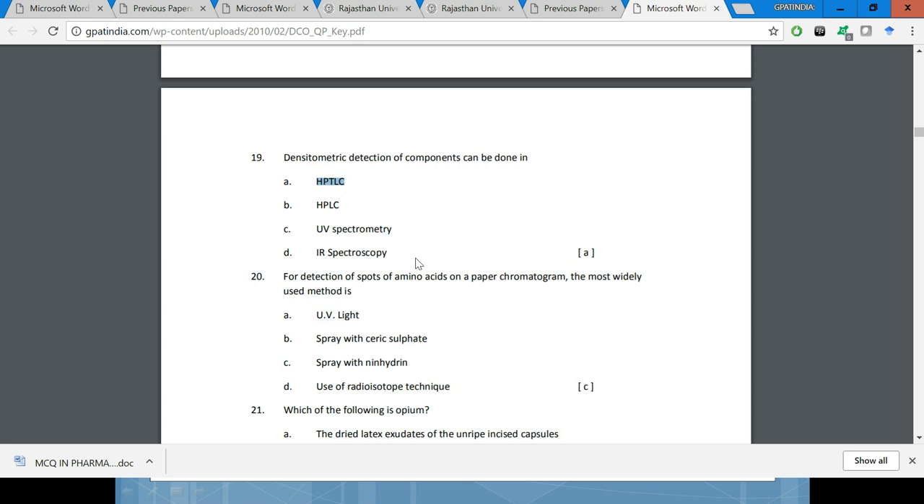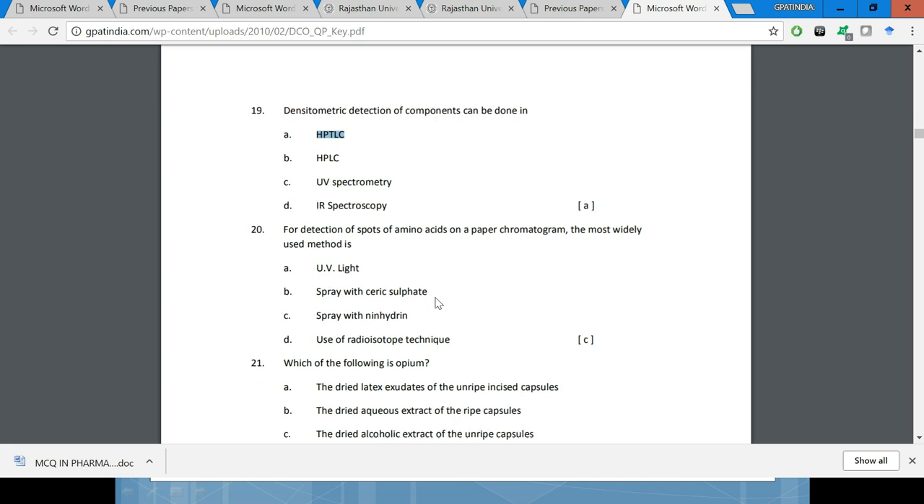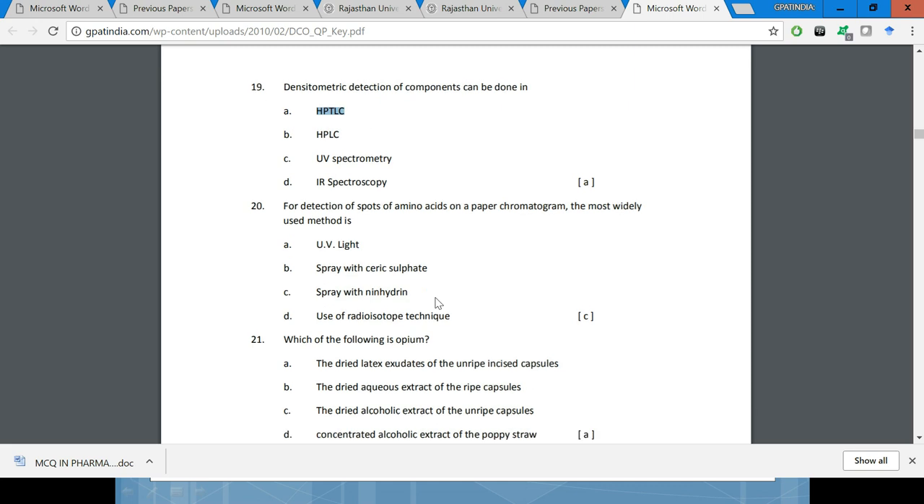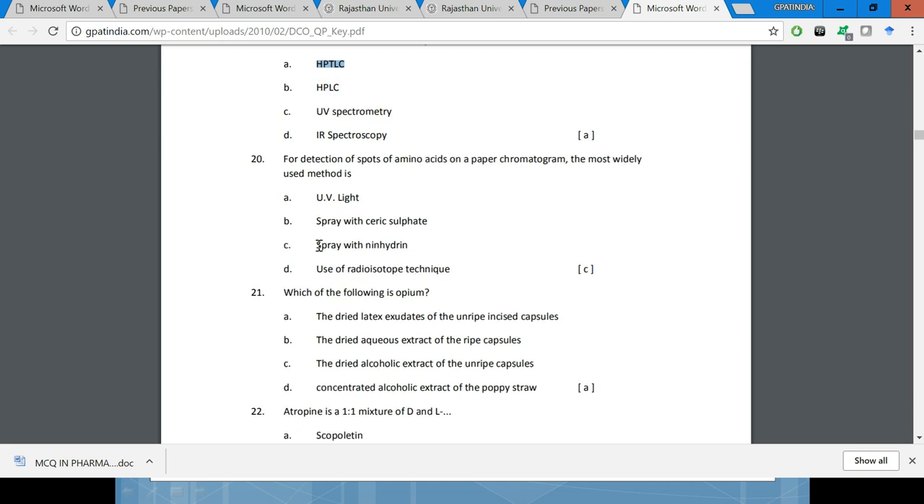20th question, for detection of spots of amino acid on a paper chromatogram, the most widely used method is, I would say, the spray of ninhydrin. If you remember, ninhydrin test is a colorimetric test with amines, particularly with alpha amino acids and free amino acids on simple or complex protein. So this is a good method if the compound has free amino groups.